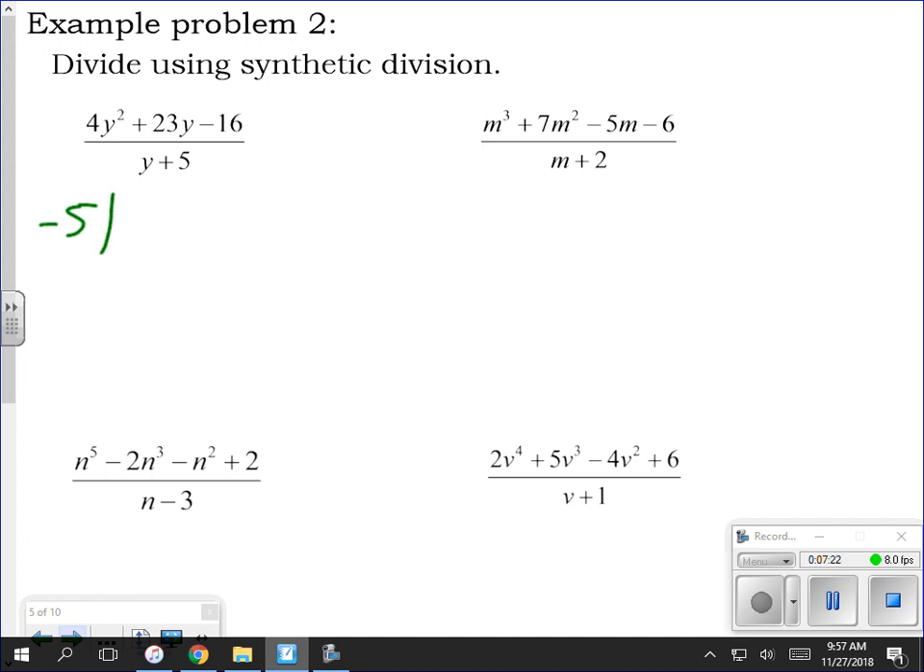And then I write the coefficients of my other terms, of what I'm dividing into. And if I'm missing a power, I need to put a 0 down. Now, I'm not missing any powers here. So I just go, okay, I have 4 and 23 and negative 16. This is your setup of the problem.